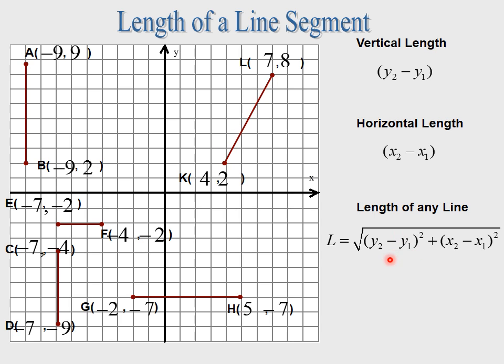So let's look at this. That's exactly what our formula is. Here's the height of the triangle squared plus the length of the triangle squared, and then we square root it, and we get the hypotenuse. So instead of calling it the Pythagorean theorem, we're going to get a little bit more sophisticated. We're going to call it L for length of a line, and we're going to have the square root of y2 minus y1 squared plus x2 minus x1 squared. Okay?